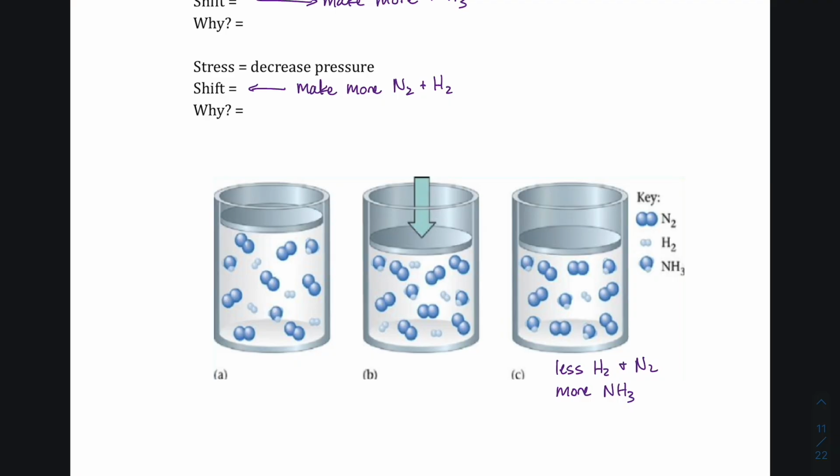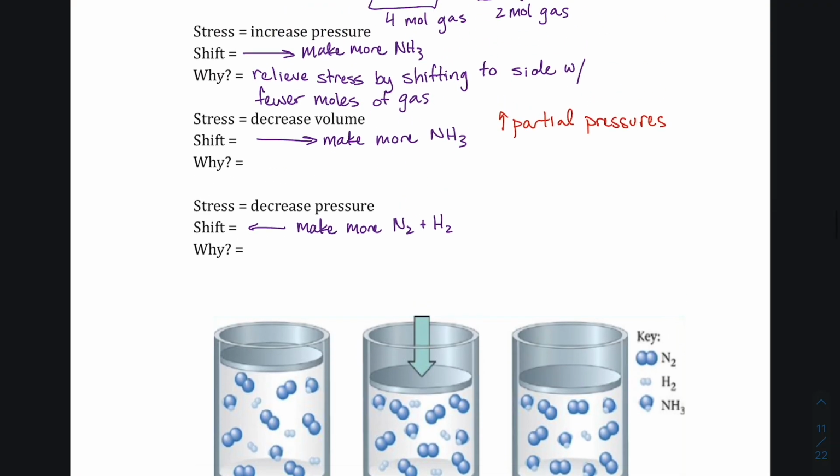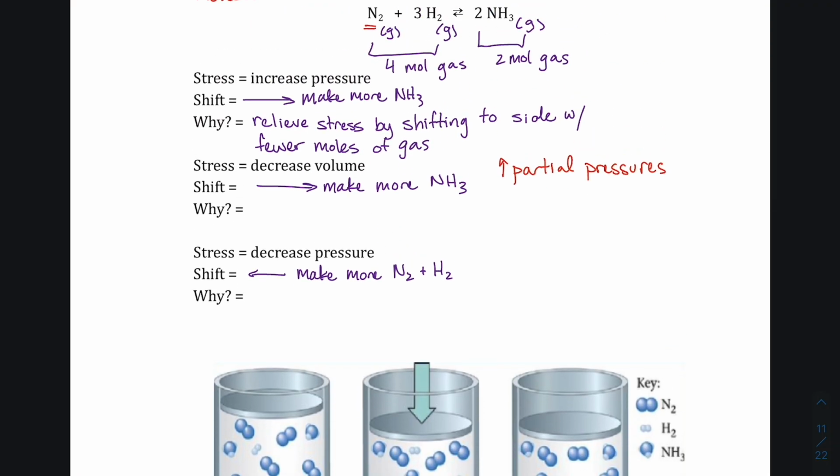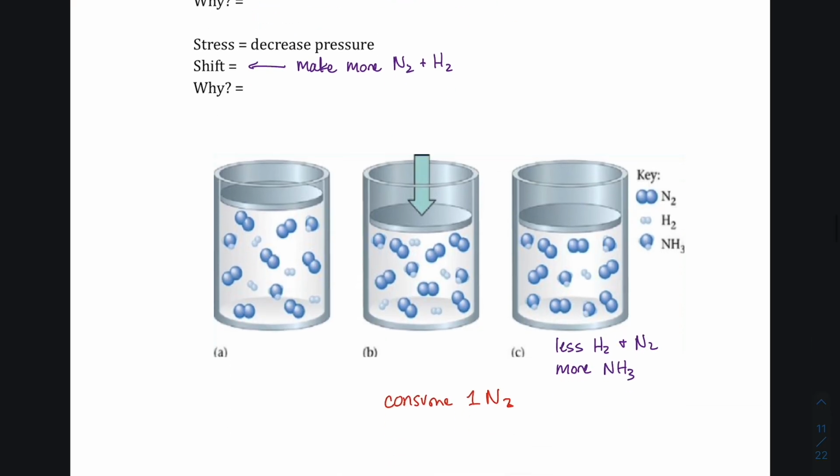Also, you would want to make sure that if this was a problem, your stoichiometry matched up. So what I mean is that if you consume 1 nitrogen, then based off of the balanced reaction, you also have to consume 3 hydrogens. One, 2, 3, 4 to 1. So we lost 3 hydrogens.